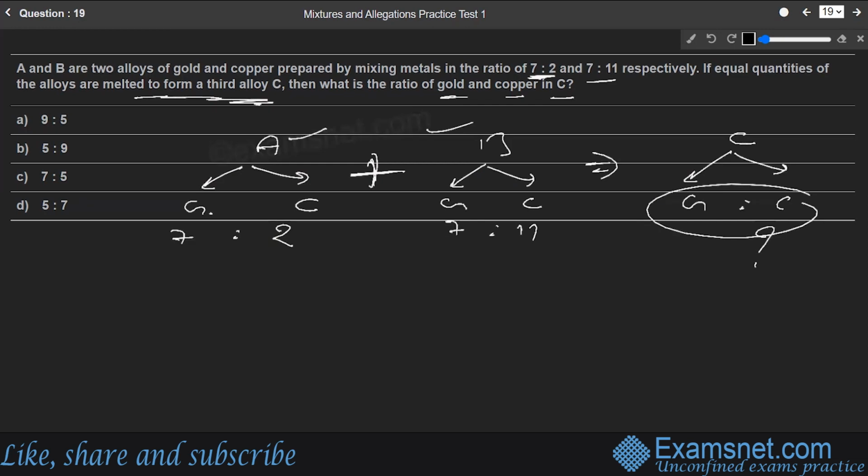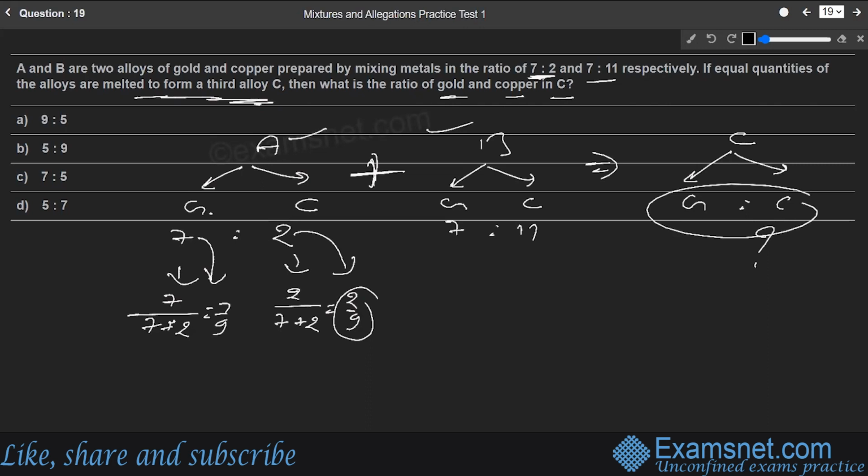Okay, so we can do it in multiple ways. Let us take the easiest one. The gold quantity in alloy A is nothing but 7 divided by the sum of the ratio terms, that is 7 plus 2, which is 7 by 9. Similarly, the copper quantity in alloy A is 2 divided by the sum of the ratio terms, 7 plus 2, that is 2 by 9 part. So alloy A has 2 by 9 part copper and 7 by 9 part gold. Let us multiply 7 by 9 and 2 by 9 by an x, so that this becomes the real quantity.